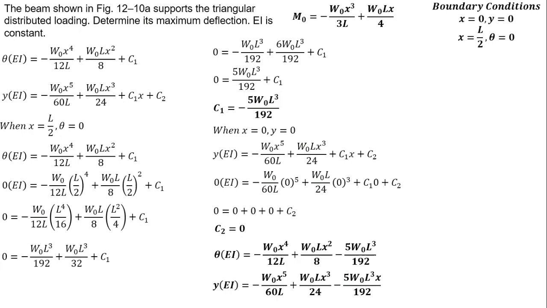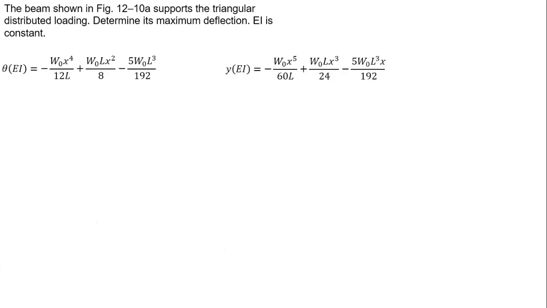negative W0 X to the fifth divided by 60L plus W0 L X cubed divided by 24 minus 5 W0 L cubed divided by 192 times X. So yun na ba yung sagot? Hindi pa. Kasi di ba ang pinapahanap sa atin is yung maximum deflection niya where EI natin is constant. So saan ba nangyayari yun? So sabi dito, we are required to find the maximum value for deflection occurring when X is equals to L over 2. So di ba yun yung based dun sa diagram natin kanina?